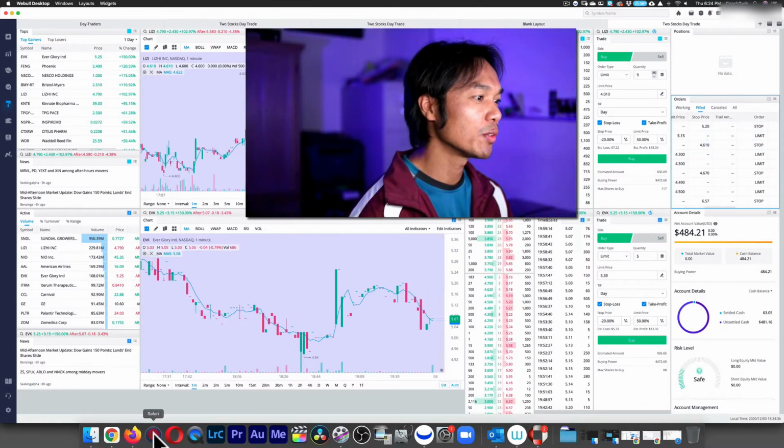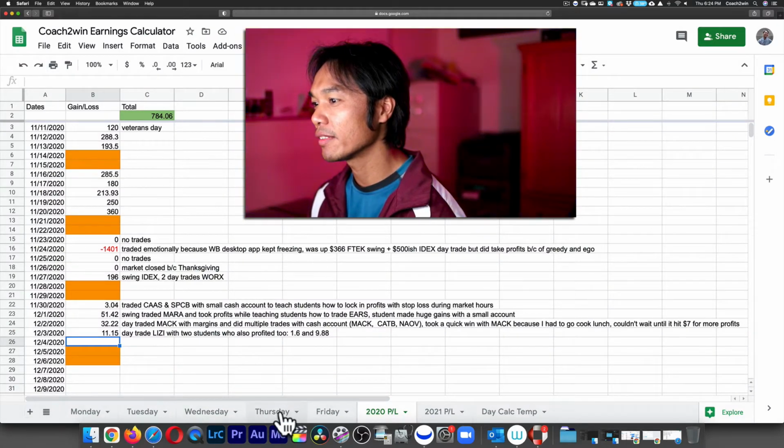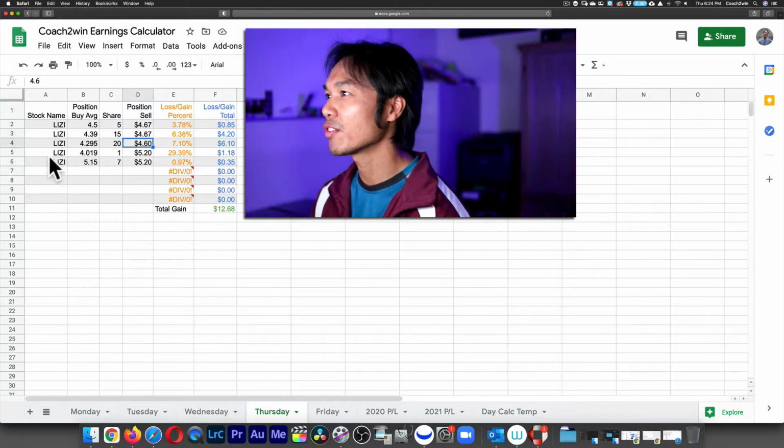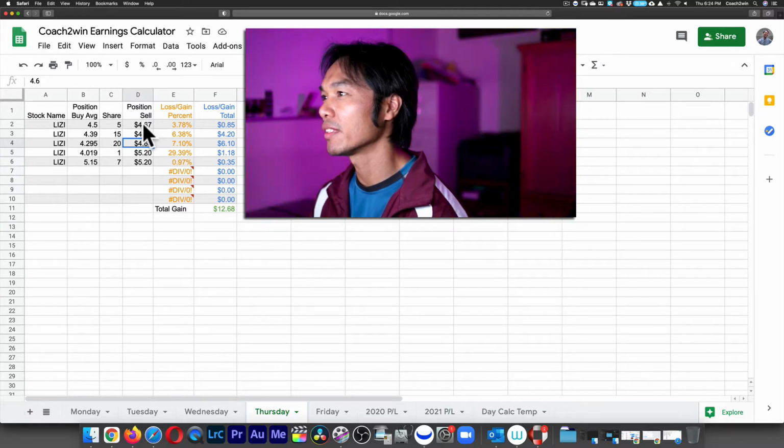So I just go to my Friday, let's say Thursday. This is what I traded today. So I type in what I bought in, how many shares I bought, and when I sold the position. And it calculates the percent loss gain and the total loss gain here.